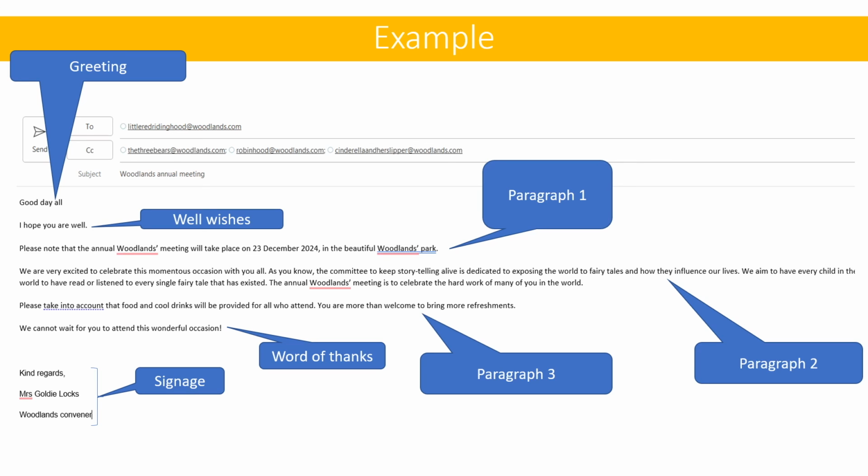Then I go on to paragraph 3. Please take into account that food and cool drinks will be provided for all who attend. You are more than welcome to bring more refreshments. Then we have our word of thanks. We cannot wait for you to attend this wonderful occasion. And then finally, the signage. Kind regards, Mrs. Goldilocks, the Woodland convener.